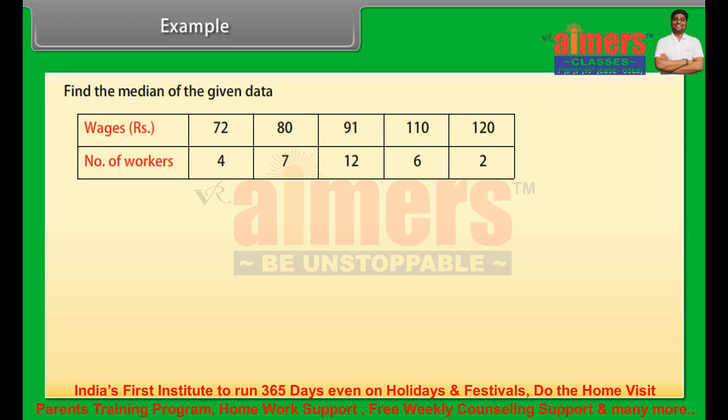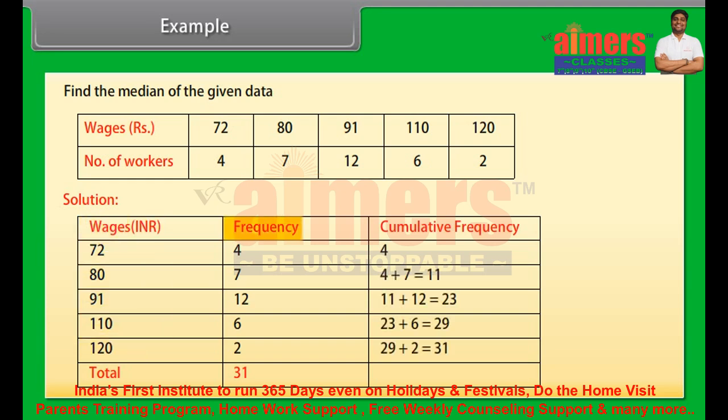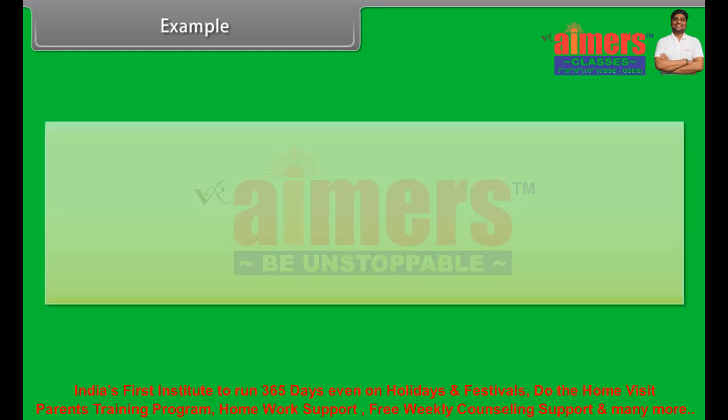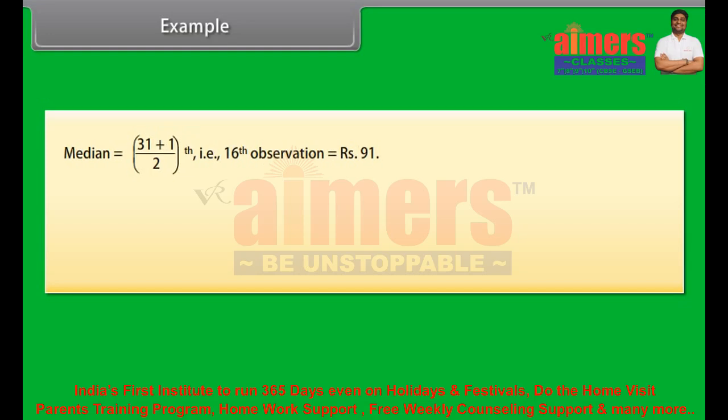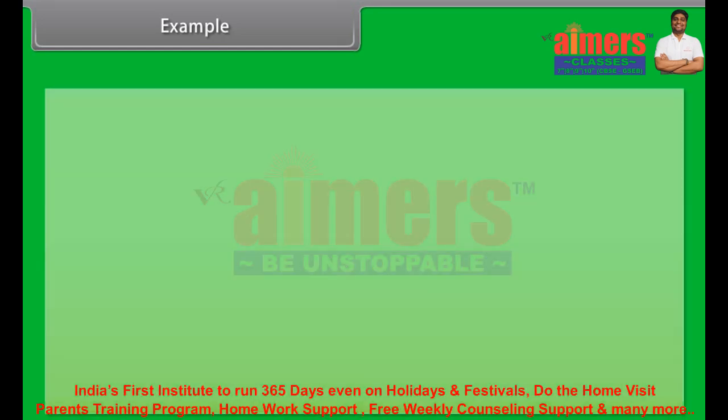Find the median of the given data. Solution. In the first column, we have written the given wages. In the second column, we have written the given frequency. The sum of the frequencies is 31. In the third column, we have found the cumulative frequency for each wage by adding the previous frequency to the current frequency. After that, we have found the median, which is the (31 plus 1) by 2th, that is 16th observation, which equals rupees 91. Here 12th to 23rd, all the observations are rupees 91, so the 16th observation is rupees 91.